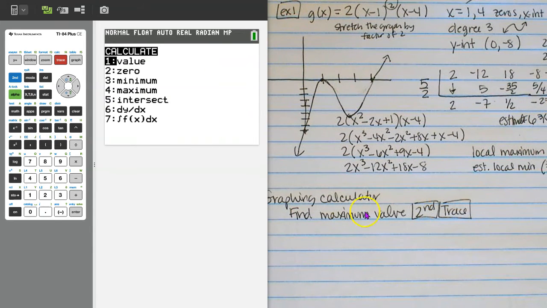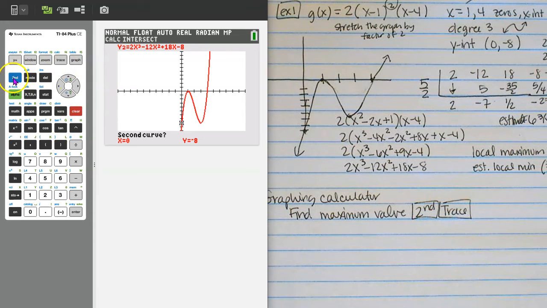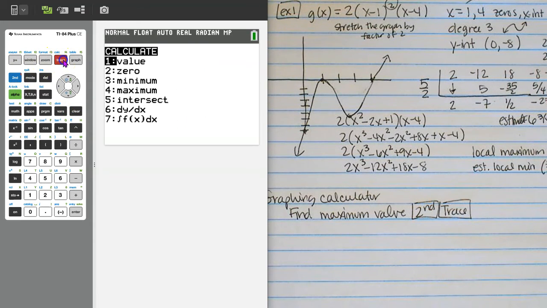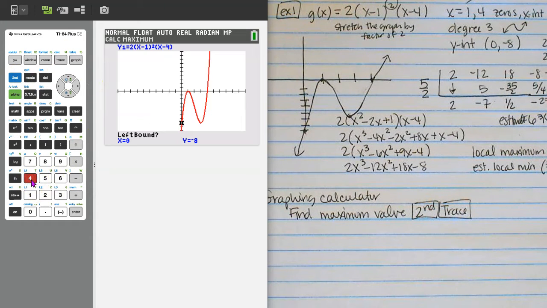So we're going to find the maximum value. To do that, we're going to use this menu, which you see up here. I got here by pressing the blue second button and then trace for calculate. So again, if you go second and then trace, it takes you to the calculate menu. And you can see C-A-L-C here for calculate. That will help you remember how to get there. It's blue, so you push the second button. Anyway, we're going to do a maximum first, so 4.